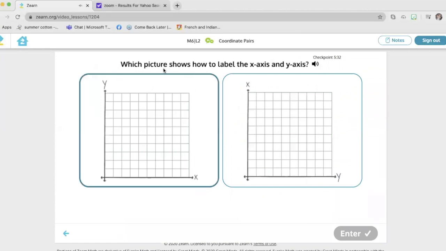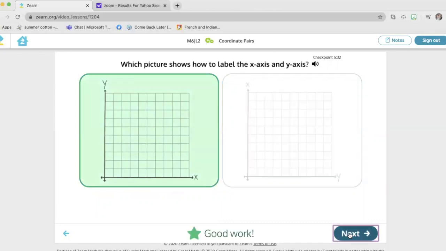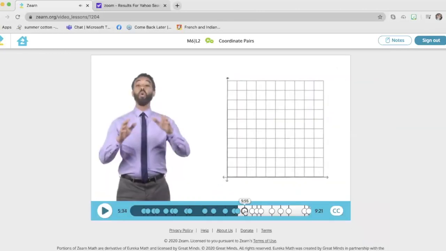Okay, which picture shows how to label the x-axis and the y-axis? Remember, I told you the x always comes first, and it's going to be that bottom line. The y-axis is always going to go up and down. So this would be the correct way to label a coordinate grid.